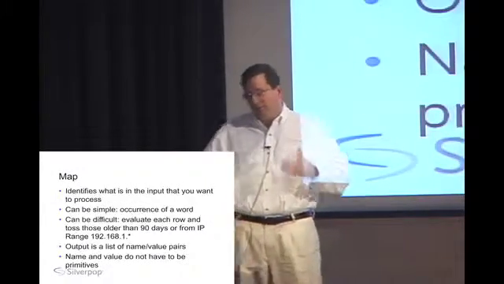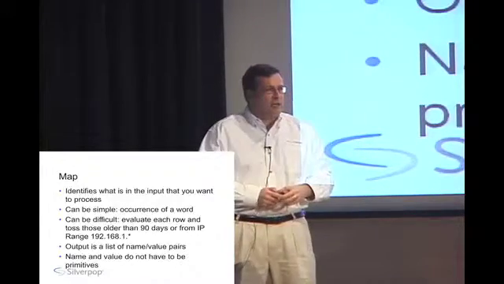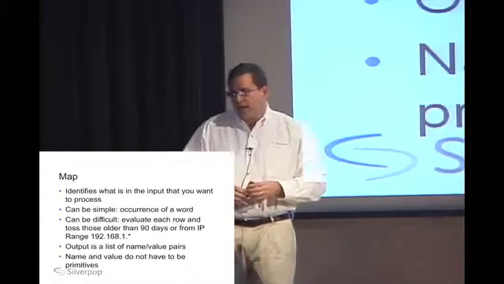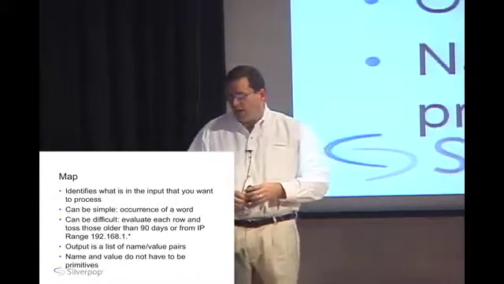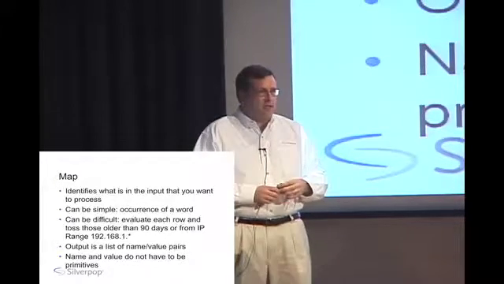Okay, so map. Again, we went through this a minute ago. I seriously was sitting in the back thinking I'm going to rewrite all my slides, but then I'd destroy my flow. So here's one of the things in the map that we think about a lot, which is how do I evaluate each row and toss those that are older than 90 days?